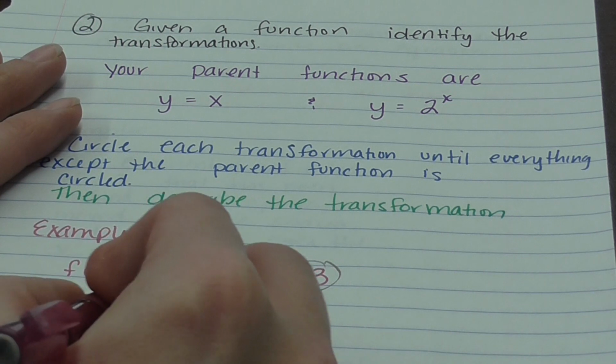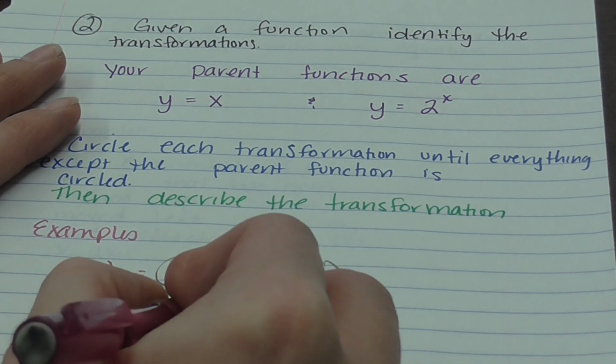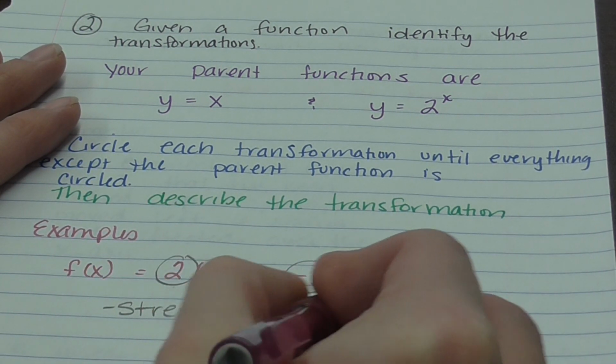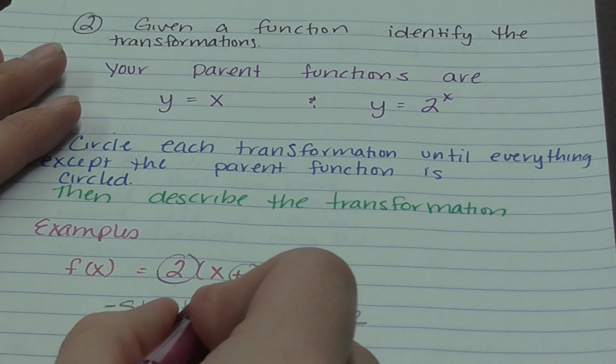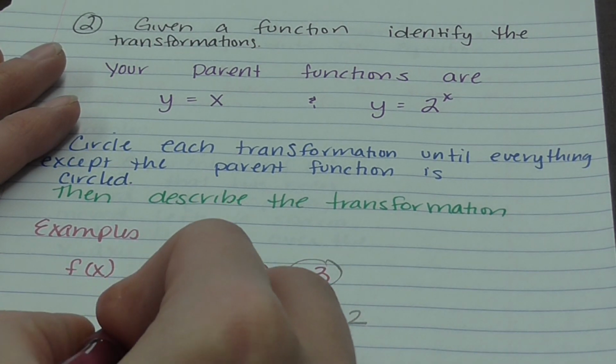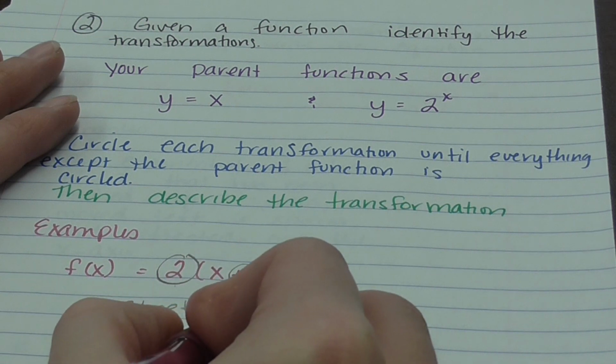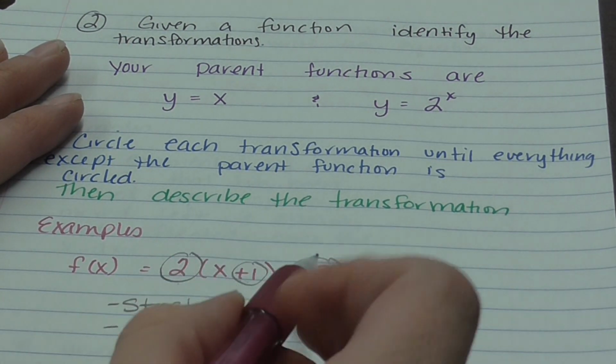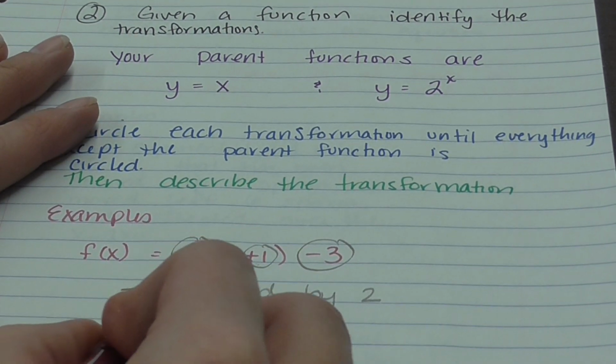Multiply by 2 means stretched by 2. A +1 inside the parentheses means I move it left 1. Remember, it always goes opposite of what you think. And a -3 on the end means I move down 3.